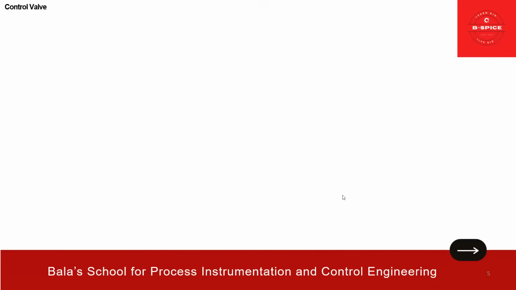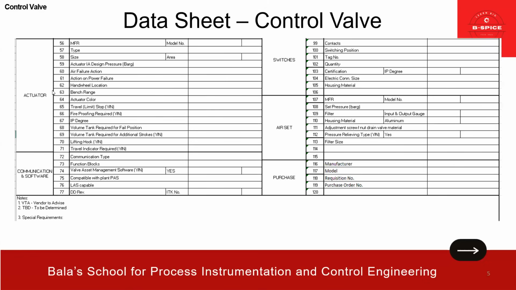Then the final part. You can see here actuator data: again manufacturer, model number, type, size, actuator IA design pressure, air failure action, action on air or power failure, of course both are one and the same, hand wheel location, bench range, actuator color, travel limit if any, fireproofing requirement, IP rating, volume tank requirement for additional strokes, and lifting hook, travel indicator, all these.